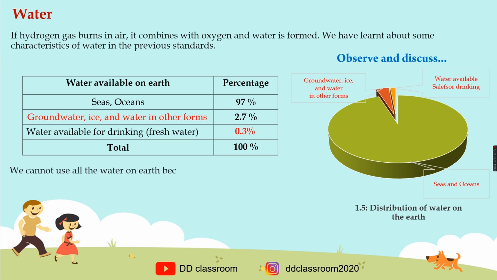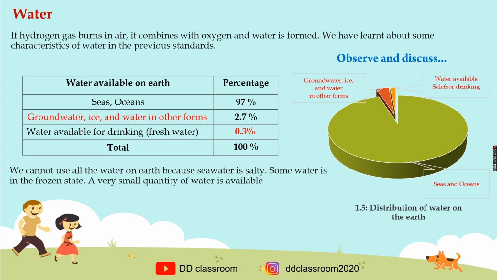We cannot use all the water on earth because seawater is salty. Some water is in the frozen state. A very small quantity of water is available for drinking. It is enough for all living things.